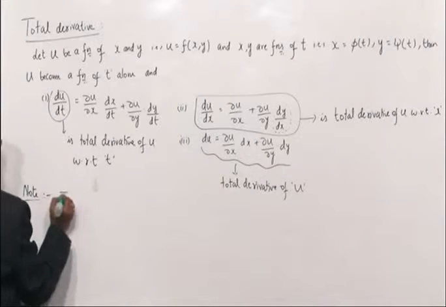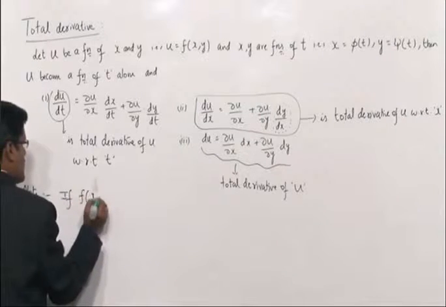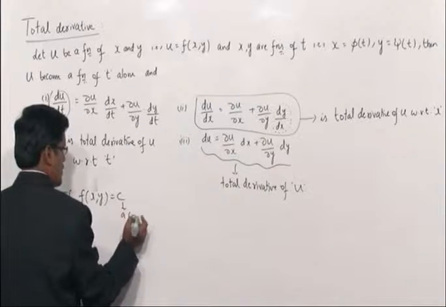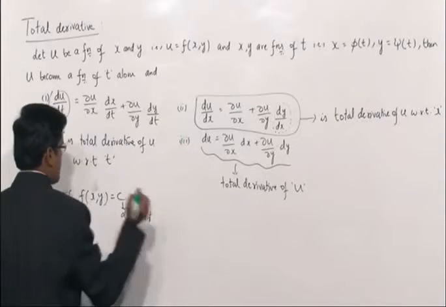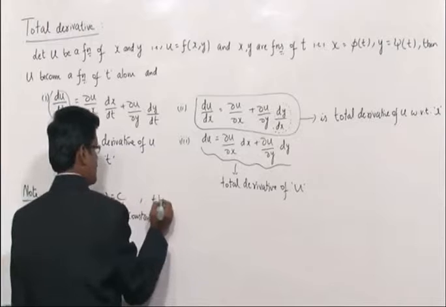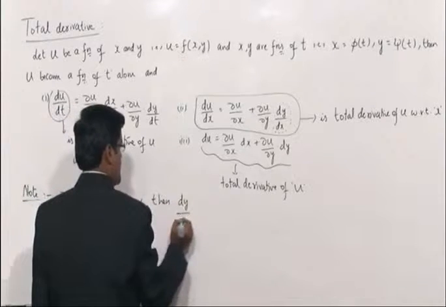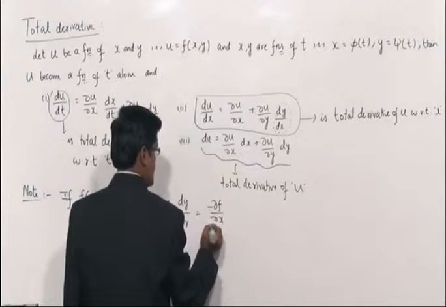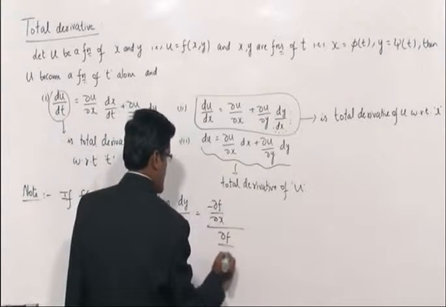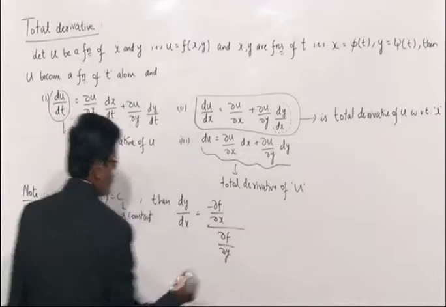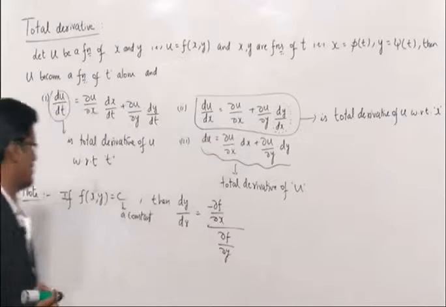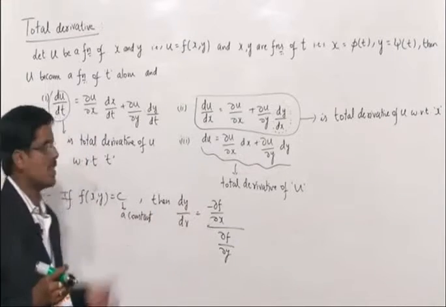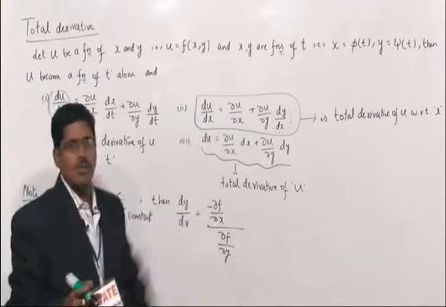Note, if f of x comma y is equal to c, where c is a constant, whether it is an implicit function or explicit function, then dy by dx is equal to minus del f by del x divided by del f by del y. This is the formula for finding dy by dx, which came in the second result. So whenever a relation between x and y like this is given, this is the formula for finding dy by dx. Substitute there, and you will get the total derivative of u with respect to x.